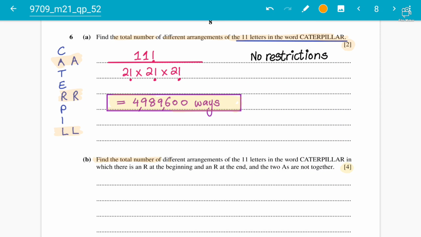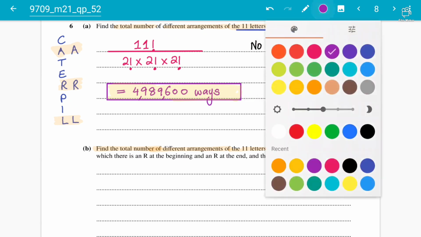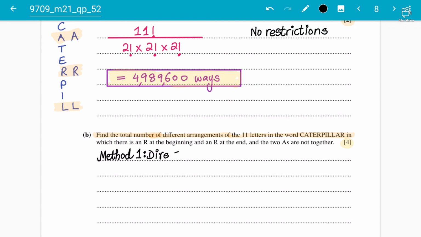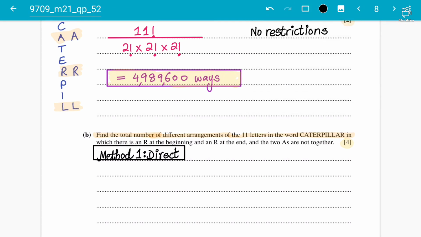Part B: find the total number of different arrangements, again, of the 11 letters in the word caterpillar, in which there is an R at the beginning and an R at the end, and the two A's are not together. We have discussed a similar type of question before, in which we didn't have the not-together condition. So let's work it out. There are 2 ways of solving this question, students. Let's first discuss method number 1, the direct method. I always tell you, some questions should be done directly and some indirectly. So method 1 is direct, which I'm going to explain.